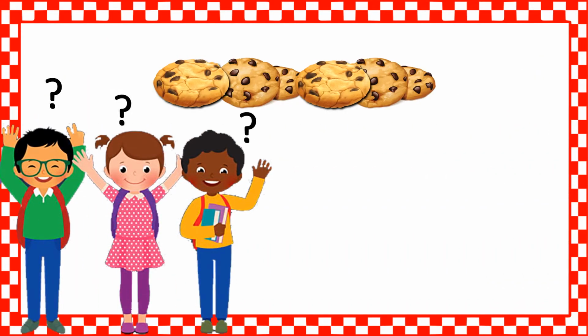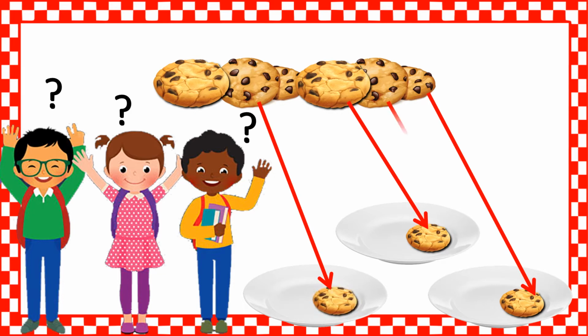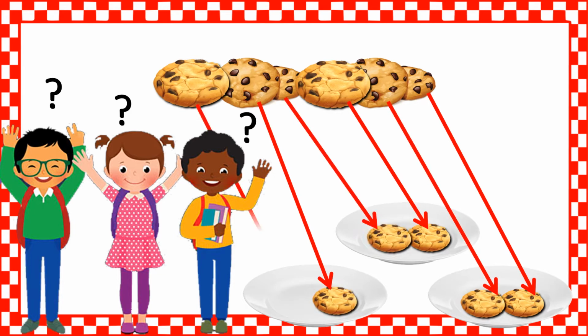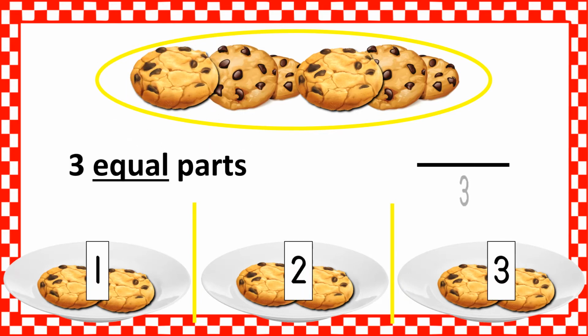But wait a minute. There's 6 cookies and 3 children. We can't break each cookie into 3 parts. That will be messy. So what can we do? You are very smart. We divide the cookies up amongst the children. So each child will get 2 cookies. But what is the fraction? The cookies were divided up into 3 equal parts. So the bottom number of the fraction will be 3.